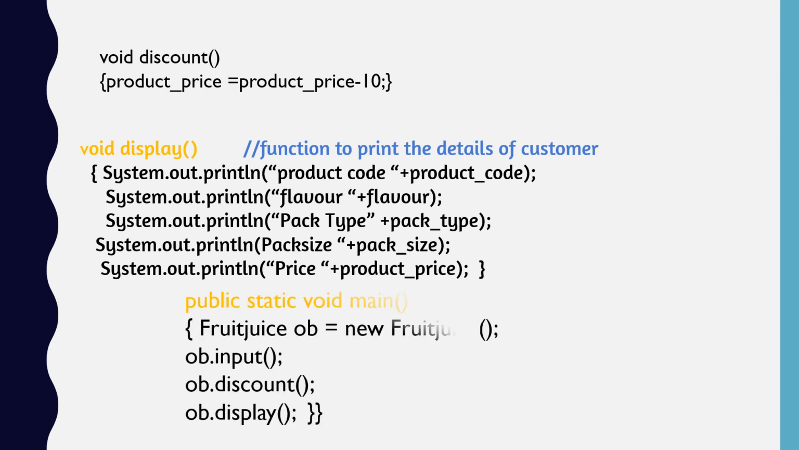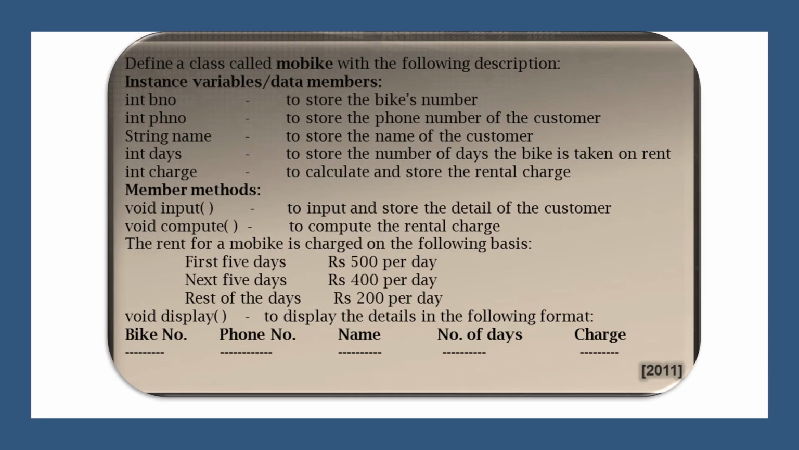And now in the main program, create the object of the class: FruitJuice ob is equal to new FruitJuice, and call the functions one by one: ob.input, ob.discount, and ob.display. So like this we can complete the program.